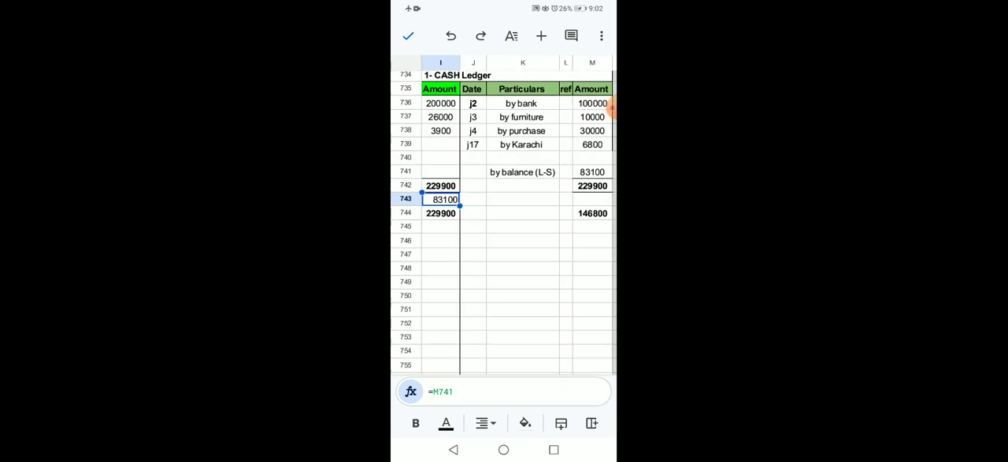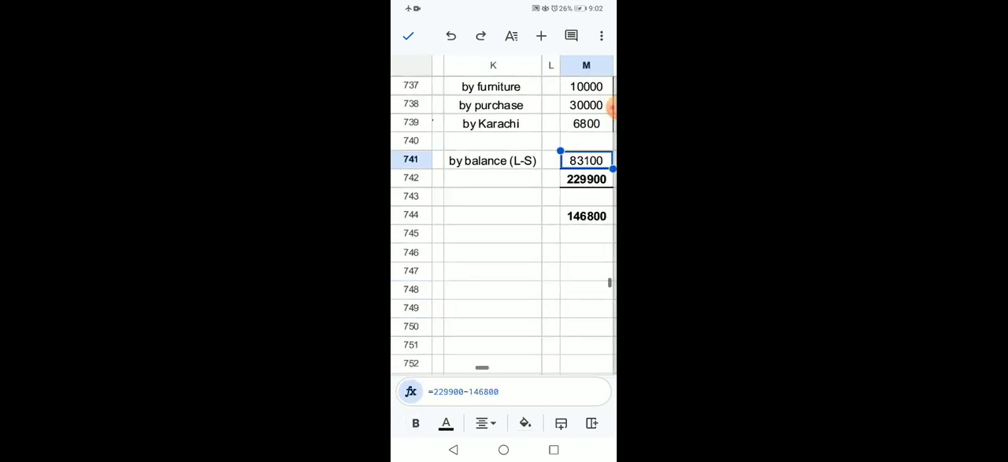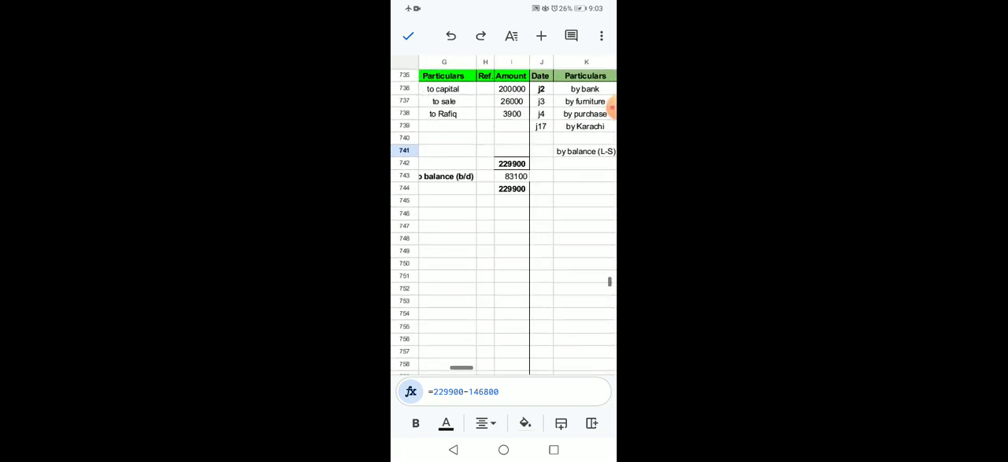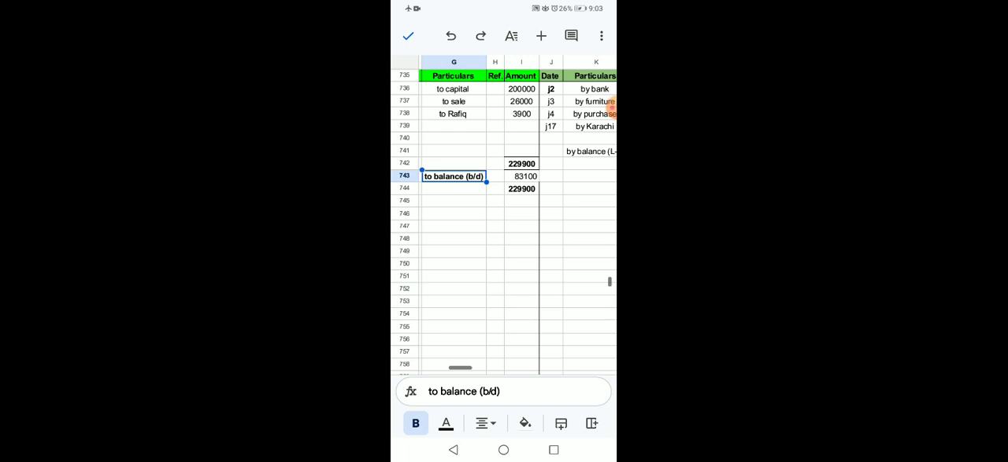And here what you will do? You will bring down the initial balance downside, 83,100. Hopefully you have understood the matter. What we have done is you have calculated the initial balance by subtracting the smaller total from the larger total, and then you have brought this balance down to the opposite side. This was the opposite side and you are bringing it down. Balance brought down was the basic requirement and that we have achieved. It means our requirement is completed. In other words, the cash ledger is completed.